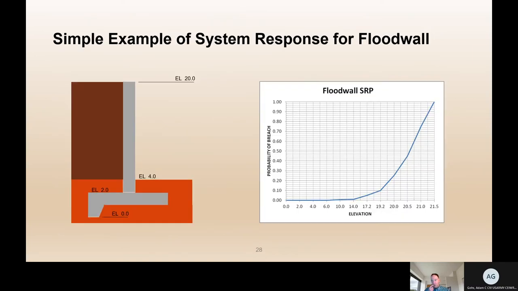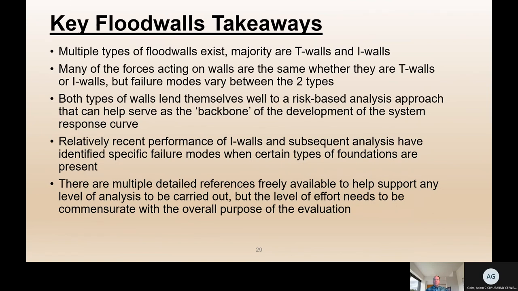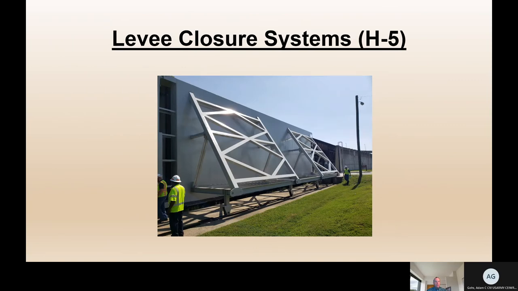And here's a simple example of a system response curve for a flood wall. In many flood walls, T-walls, that probability of breach is close to zero till the water gets very, very close to the top. And this one, they've broken it down a little bit more. But this generally shows it's still a very low probability of breach till the water's all the way to the top. So those key flood wall takeaways, because of the T-wall and I-wall emphasis, they lend themselves to a good risk-based approach. And there's good information on I-walls to use, a lot of detailed references that can help you out, and you should utilize those. So now we'll go on to closures, chapter H5.